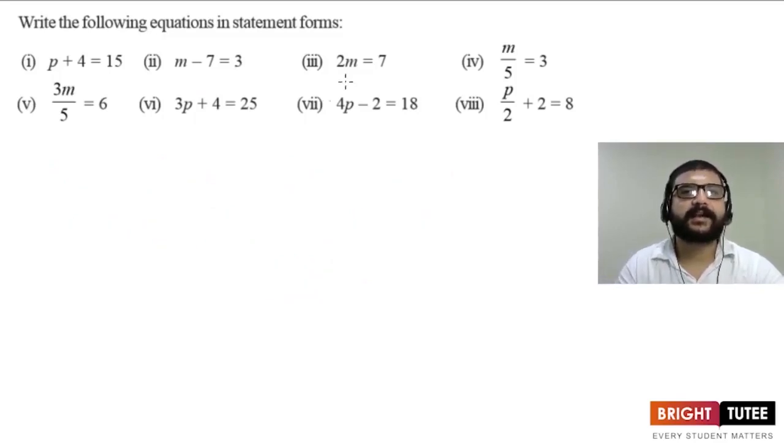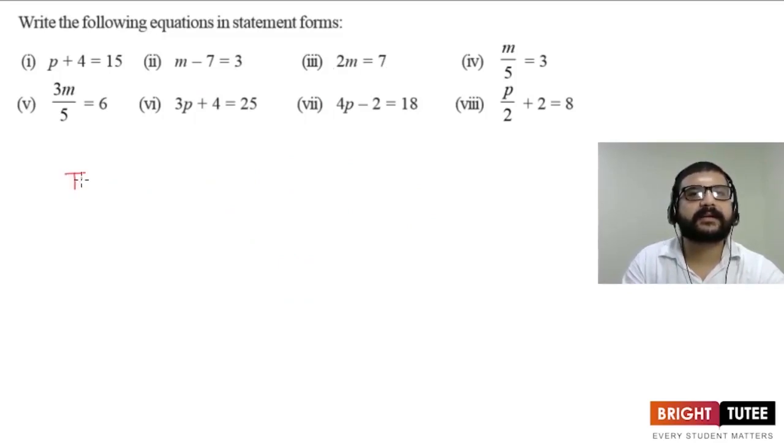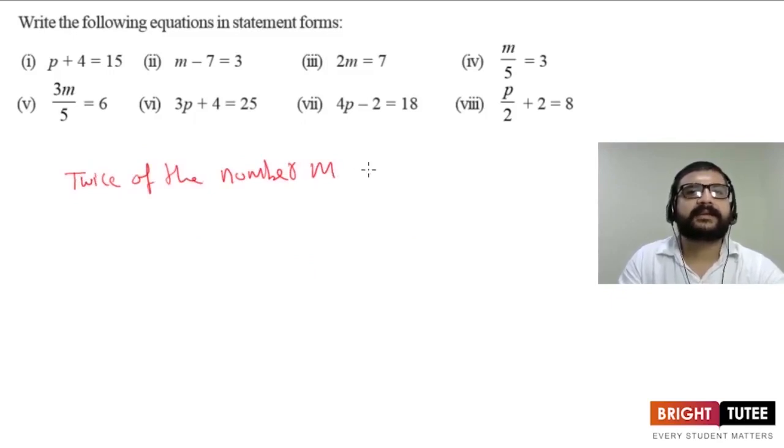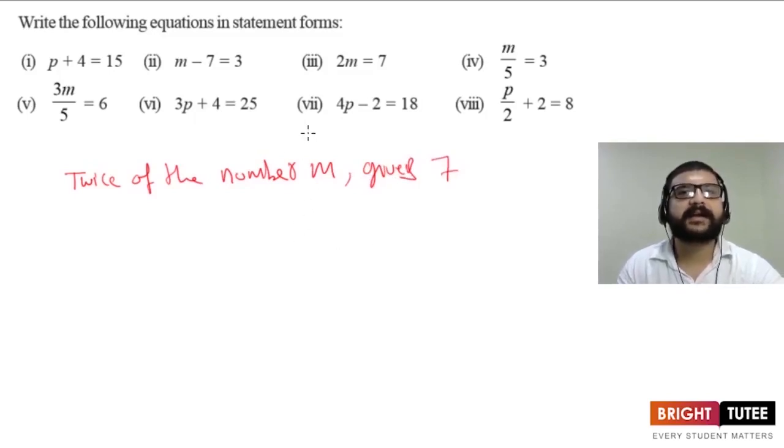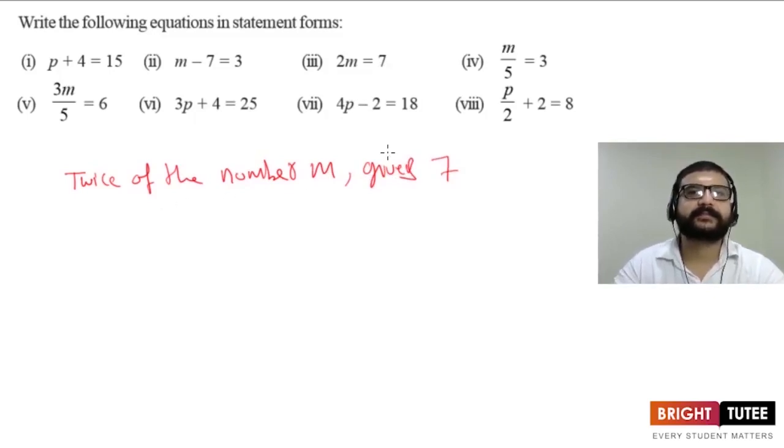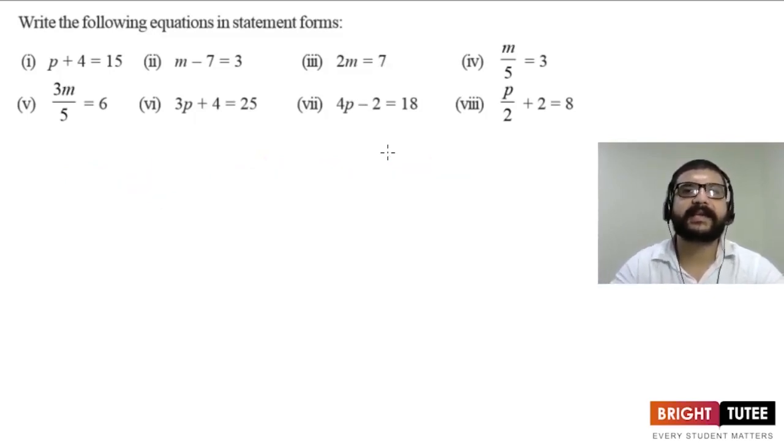It is 2m is equal to 7. So here we can write twice of the number m gives 7, or we can write 2 times of m gives 7. Now the next statement, it is m upon 5 is equal to 3, as we can see here.